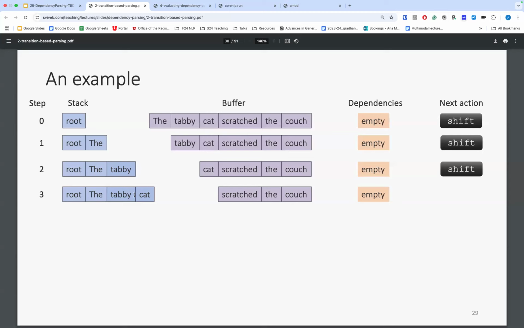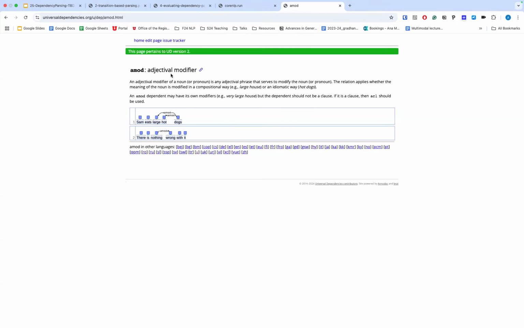Okay, can you specify which two in this? Tabby and cat, I guess. Yes. So the tabby and cat, and you're right that cat can be the head, and tabby can be dependent because tabby is modifying the noun cat. So here we would indeed put this left arc operation, and the specific label for this kind of relationship between a modifier and a noun is called amod, or adjectival modifier.